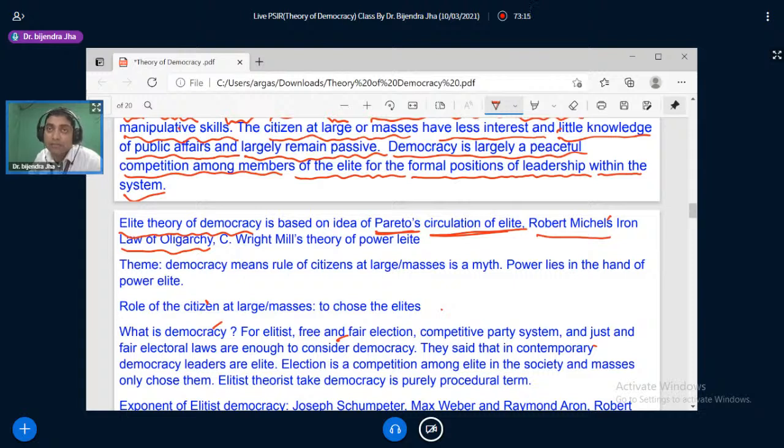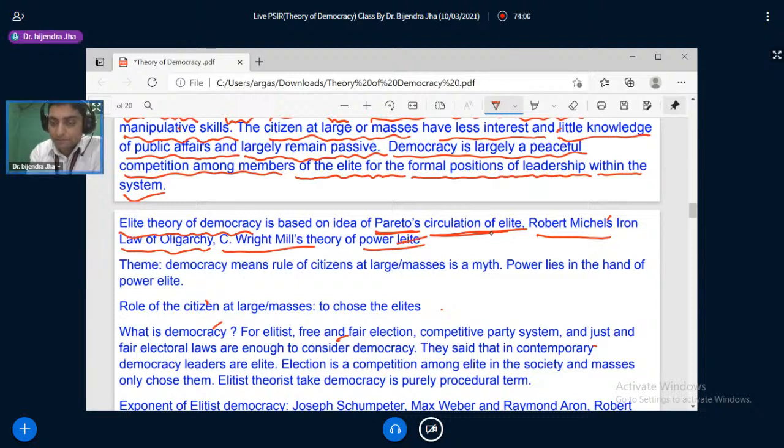यानी कि ओलिगार्की का मतलब क्या है कि कुछ ही लोग, कुछ ही पावरफुल लोग किसी भी पार्टी के अंदर अपनी पोजीशन होल्ड करके रखते हैं, और जो रेस्ट होता है वो तो फॉलोअर होता है, right? So that is Robert Michels' iron law of oligarchy, right? And C. Wright Mills' theory of power elite. तो तीन थ्योरी पे मैंने अभी बताया है कि ये बेस्ड है, आपको भी लिखना है. सर्कुलेशन ऑफ एलीट, रॉबर्ट माइकल्स आयरन लॉ ऑफ ओलिगार्की एंड सी राइट मिल्स थ्योरी ऑफ पावर एलीट.